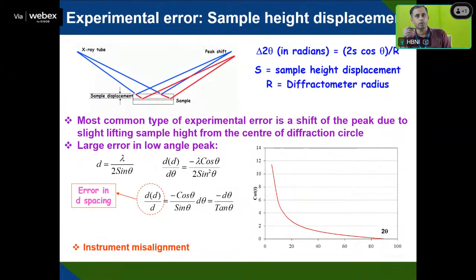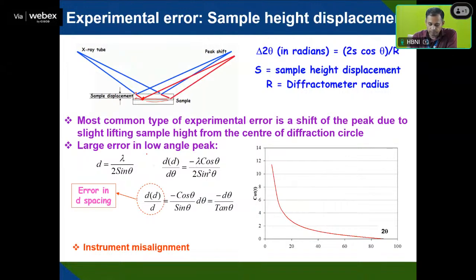Once instrumental line broadening is subtracted, you will get the peak broadening due to strain and stress. In addition to that, there are some other experimental errors you have to eliminate while taking the X-ray diffraction pattern. You can see here, this is the sample surface, the specimen. If your X-ray tube is not properly aligned, and the X-ray is falling a little bit off position, then there will be a delta 2 theta error. So the peak position has to be properly fixed. The most common type of experimental error is the shift in the peak due to slight lifting in the sample height, where the sample position is changed.